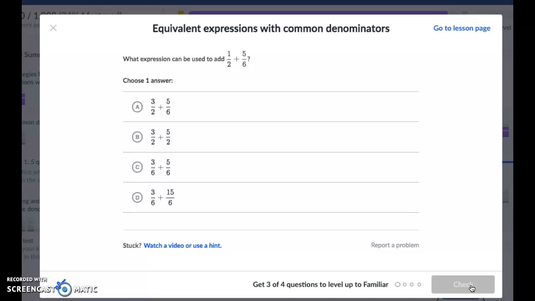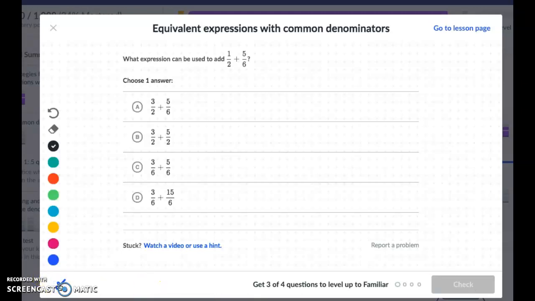What expression can be used to add 1/2 plus 5/6? So they want us to look and see, if we were trying to figure this out using common denominators, what would we use? Well, I like to look at this first and say, we could do 2 times 6 and make it a 12. However, I also notice that when I do 2 times 3, I'm going to get 6.